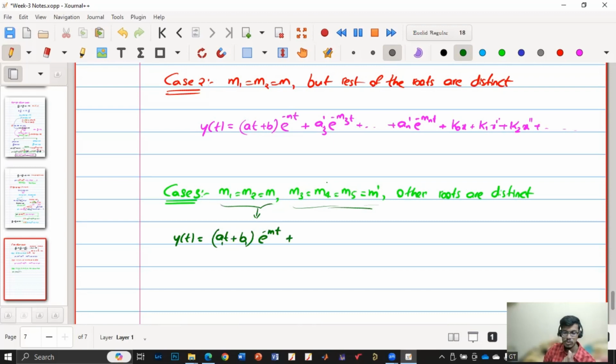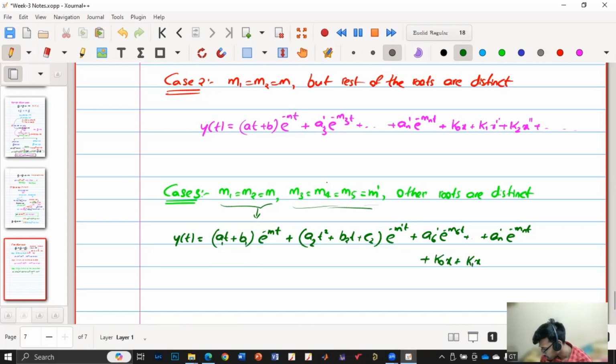Now here there are three roots. If there is one root, we'll get b into e to the power minus mt. If there are two roots, we'll get a1t plus b1 into e to the power minus mt. If there are three roots, we'll get something like a2 t square plus b2t plus c2 into e to the power minus m dash t. Now from the sixth root, it is the same: a6 dash into e to the power minus m6t, plus up to so on an dash e to the power minus mnt, plus the rest of the part is similar: k1 x dash plus k2 x double dash plus up to so on.